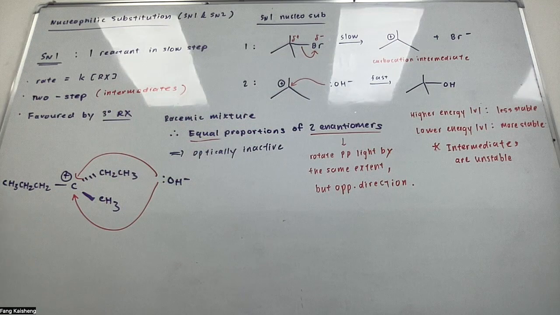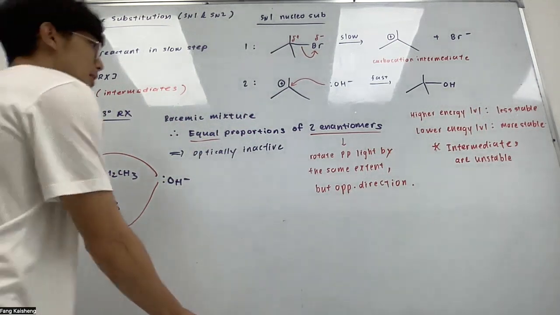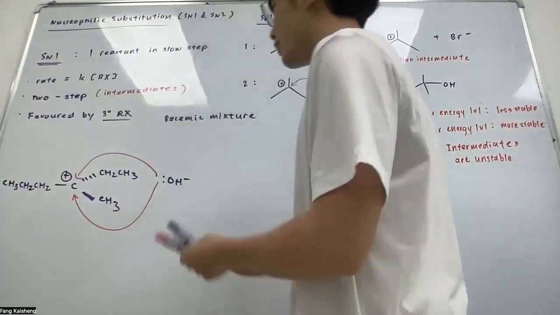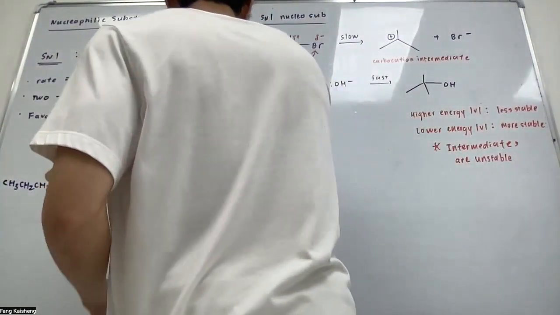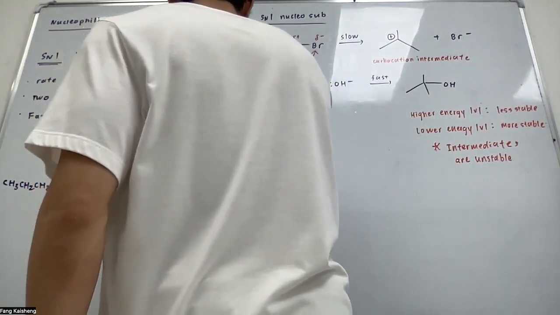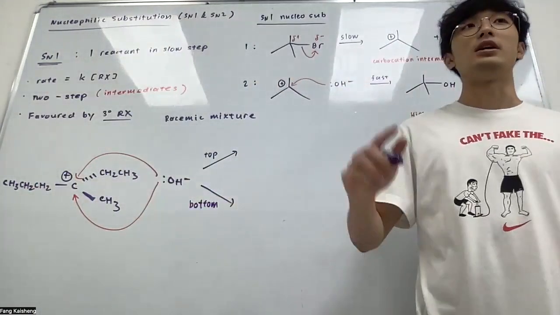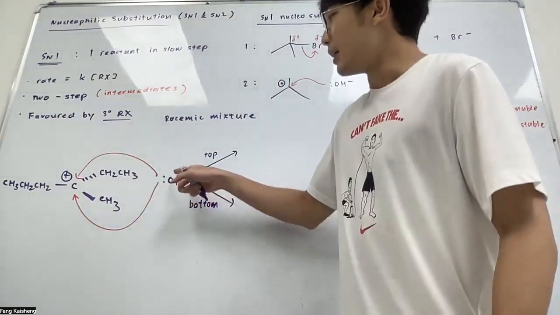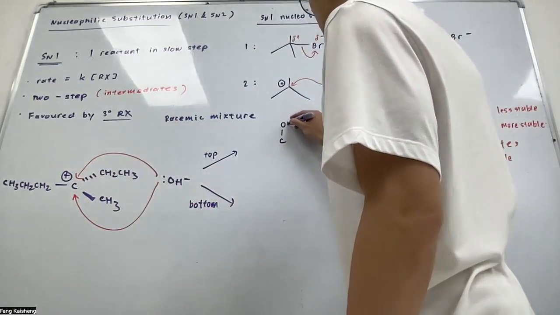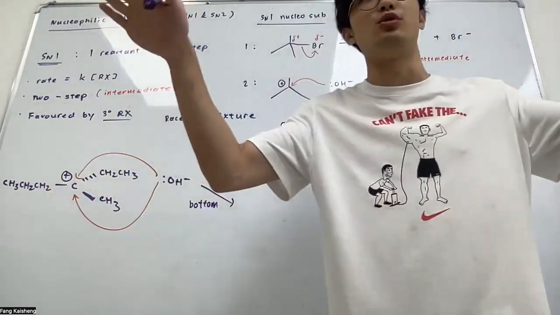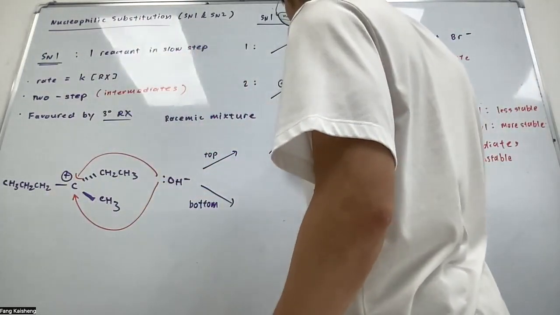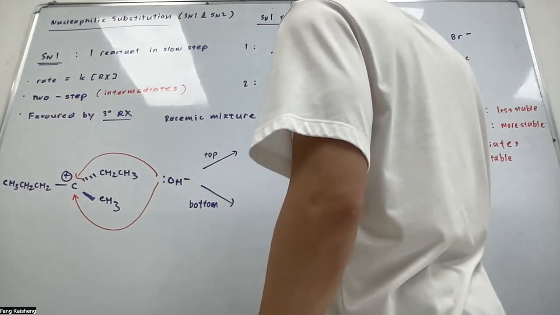And top, bottom, equal probabilities. Okay, thankfully you don't have to draw this. You just follow me. You attack from the top, you attack from the bottom. Let's try attacking from the top first. This is just for your own understanding. Visualize that if the OH bonds to the carbon on top, then all the other bonds will be flushed to the bottom. Flush down, flush down. Then just fill everything up.